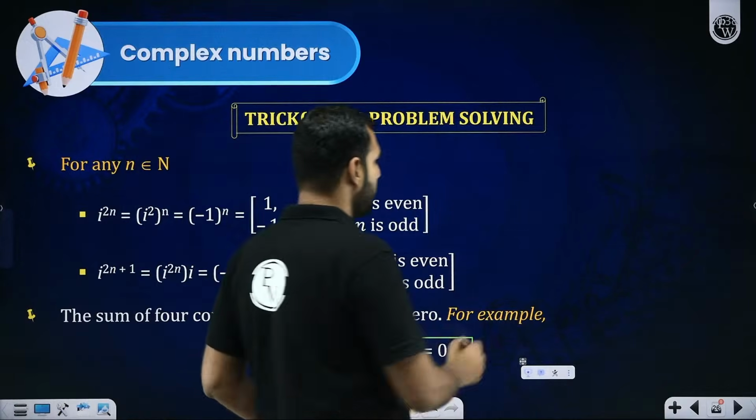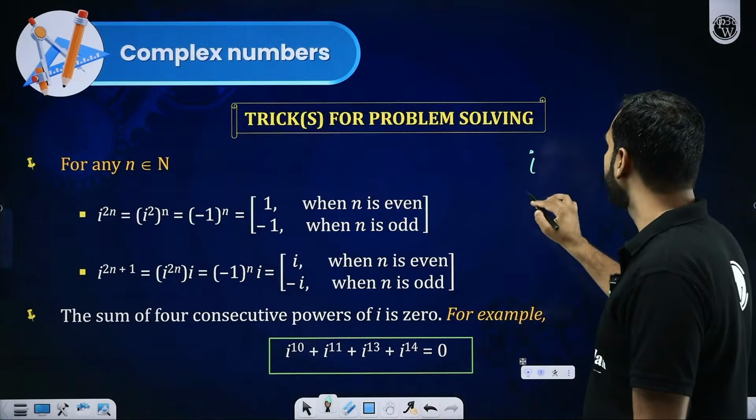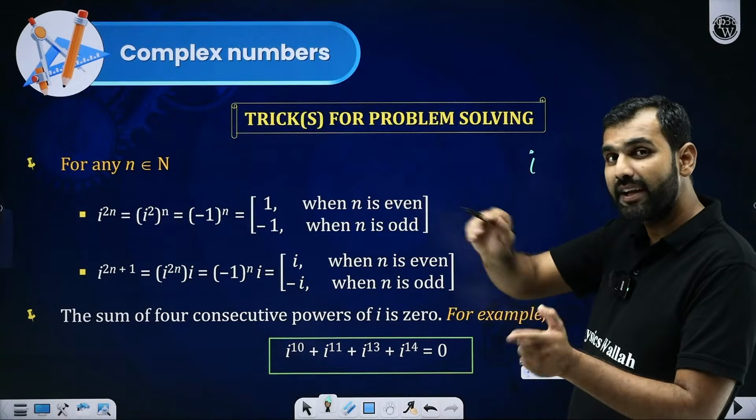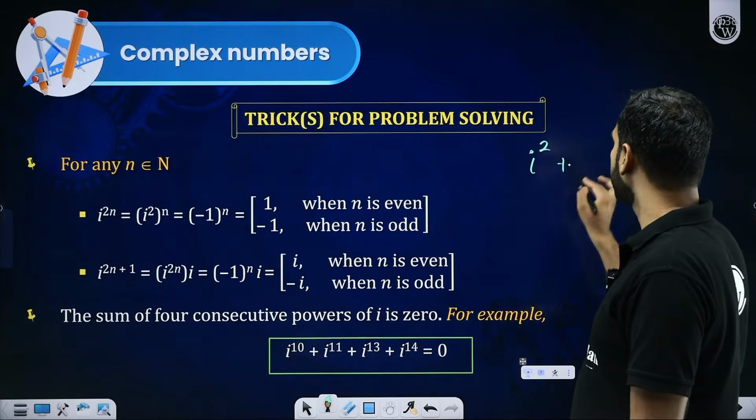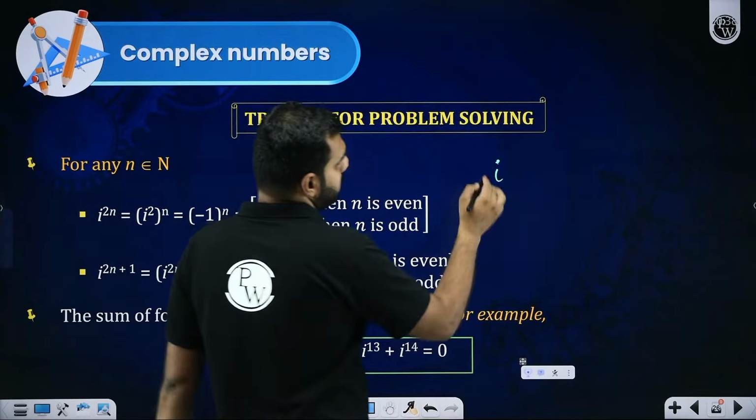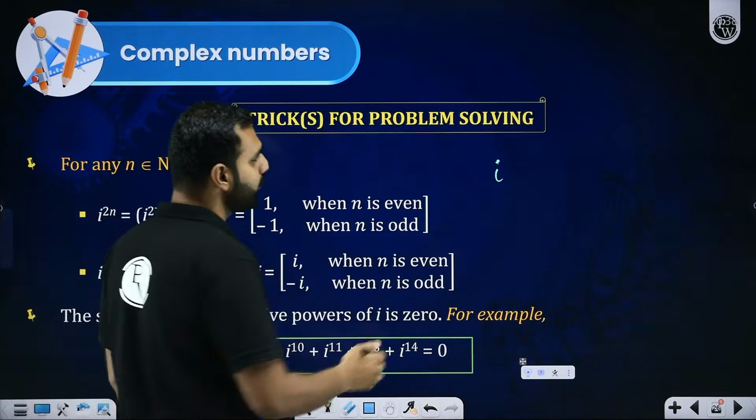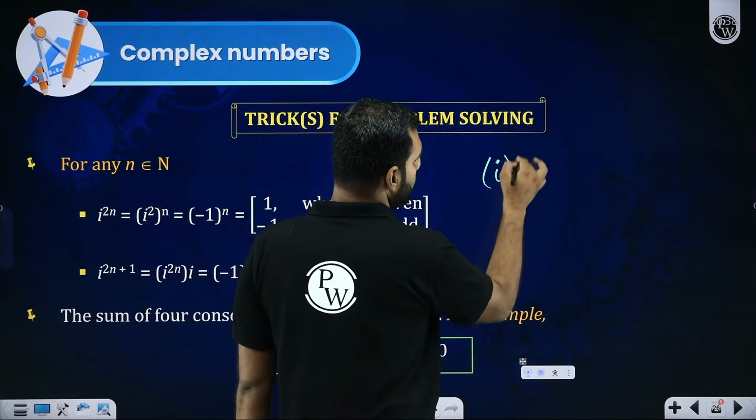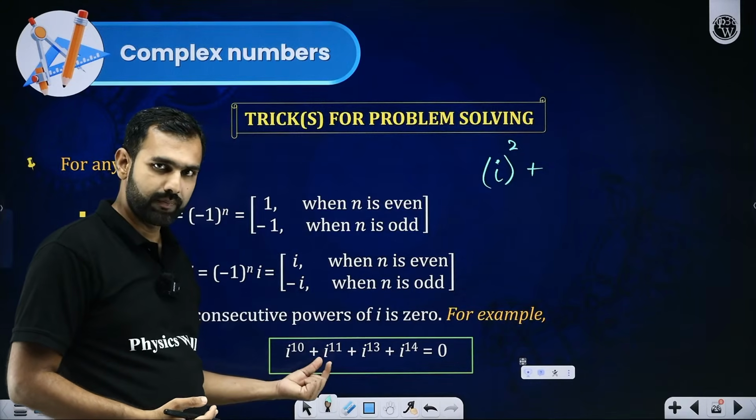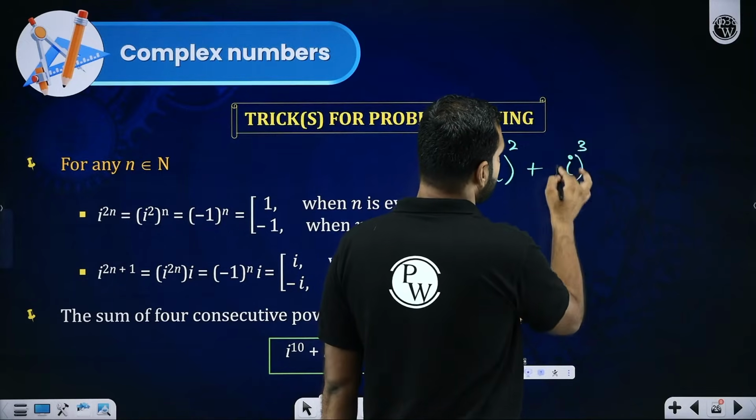I repeat, if I am solving this, iota to the power 10. What is iota to the power 10? Sir, iota to the power 10 is, I hope you're understanding, 10 is 4 into 2, 8 plus 2. So it is equivalent to iota square. If you didn't get it, I'll explain it with more ease. Iota to the power 10, if you divide 10 by 4, you get the remainder as 2. So it will be equivalent to iota square. If you divide 11 by 4, the remainder is 3. So iota to the power 11 is equivalent to iota cube.